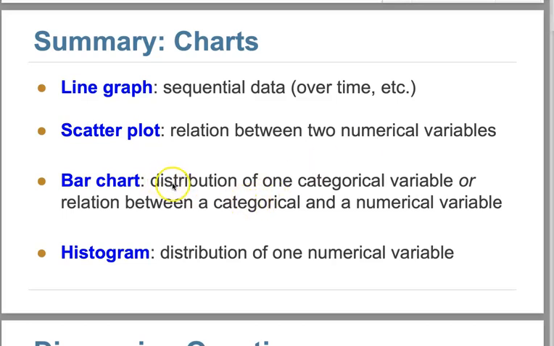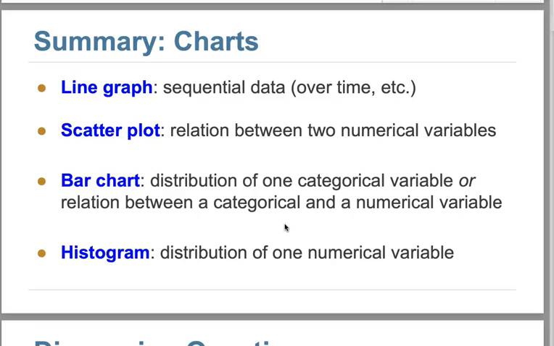So the bar chart is the one we work on the categorical distribution. You find the distribution of one categorical variable or a relation between a categorical and a numerical variable. One thing is, because you have one axis using the categorical data, also the width for the interval is the same. So either the height of the bar or area of the bar represents that numerical variable.